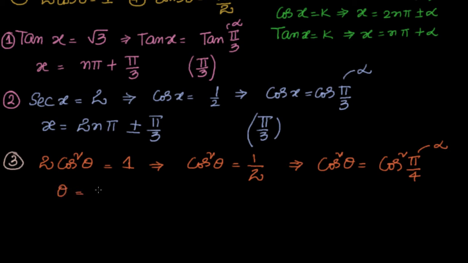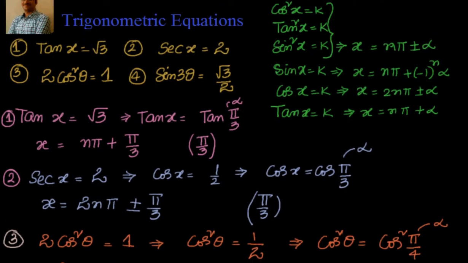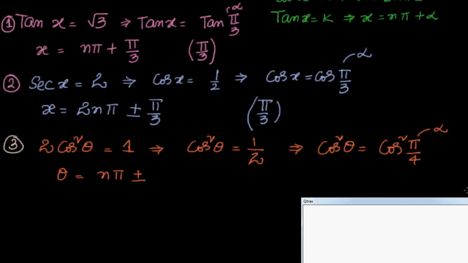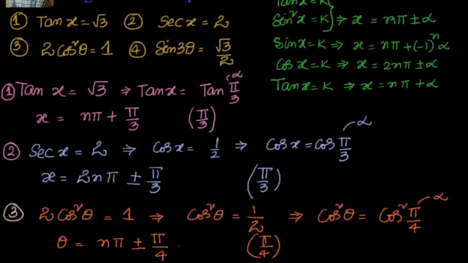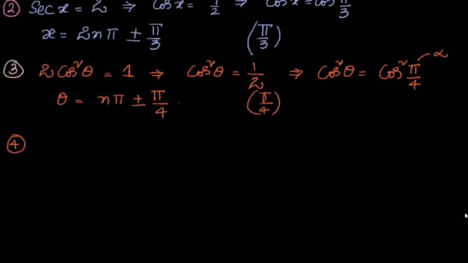That gives me theta equal to n pi plus or minus, the formula is n pi plus or minus alpha, and alpha here is equal to pi by 4. Right. So what is the principal solution here? Pi by 4. And what is the general solution? N pi plus or minus pi by 4. Let's do one more problem, that is sin 3 theta equal to root 3 by 2.